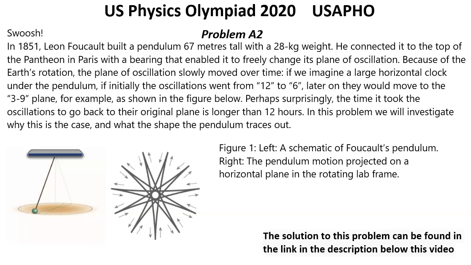Perhaps surprisingly, the time it took the oscillation to go back to the original plane is longer than 12 hours. In this problem we will investigate why this is the case and what shape the pendulum traces out. Figure 1. Left: a schematic of Foucault's pendulum. Right: the pendulum motion projected on a horizontal plane in the rotating Earth frame.